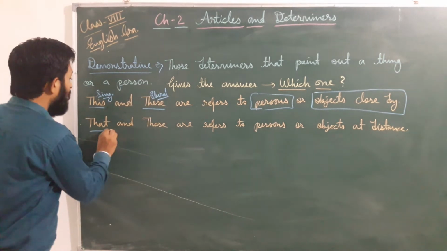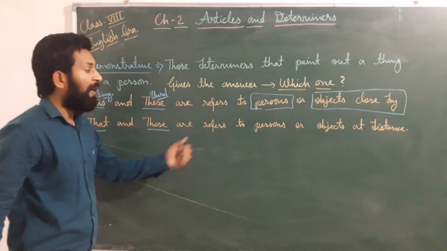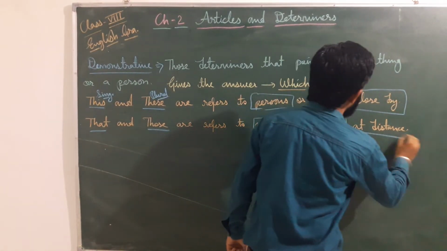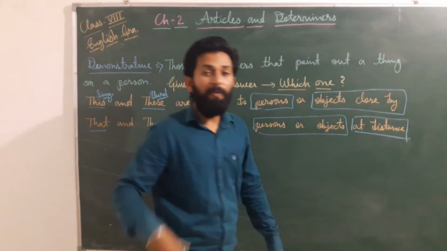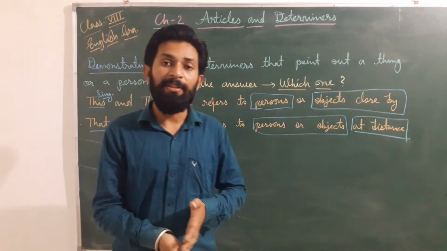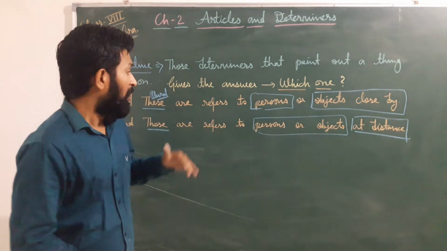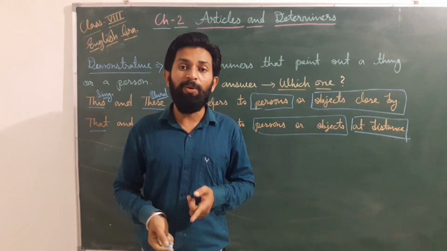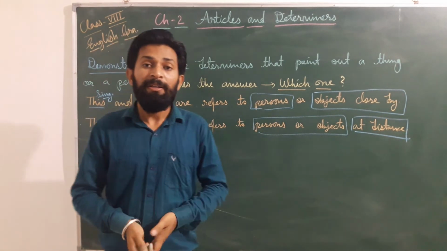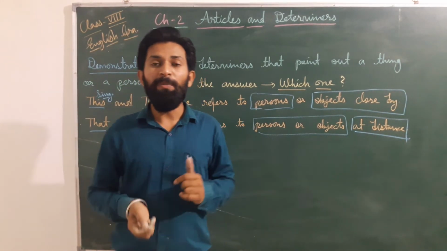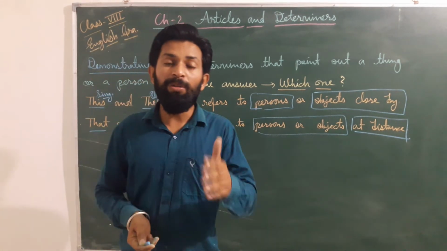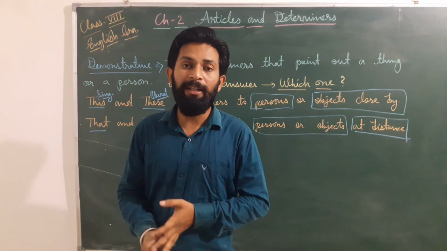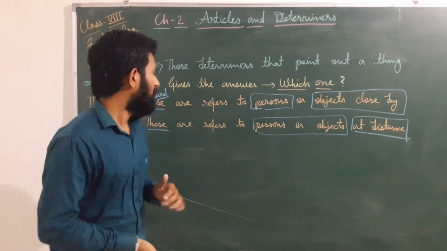And if we talk about that and those, they refer to a person or object that is at a distance, meaning a little far from you, or there is a distance between. Like I can say, that is my book. If it is singular and far from us, we say that is my book. And if it is plural, we have to say those are my books.